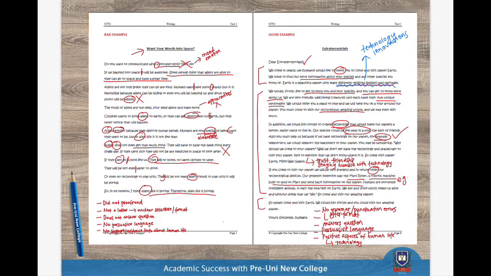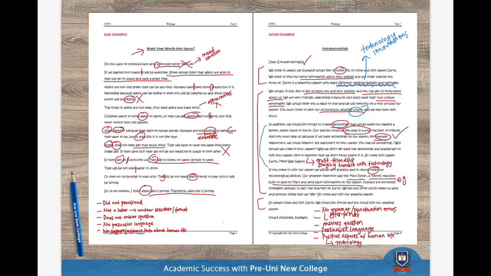And then the first paragraph indicates that we want to know more about the aliens, and so they can also get to know about us. We indicated that we are very welcoming people, and we've got our own unique personality traits. So we're indicating uniqueness and indicating that we are different from everyone else. And also highlighting utopia, which is an image of peace and perfection. Remember, not talking about the negative points because that's not required. And then in addition, we could join forces to create technology that would help our planet.